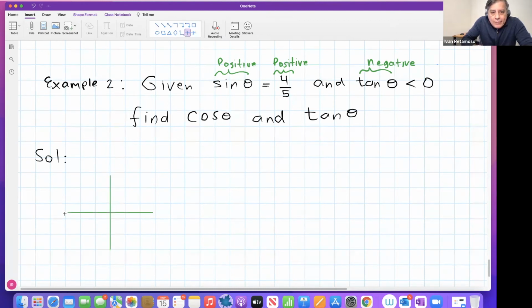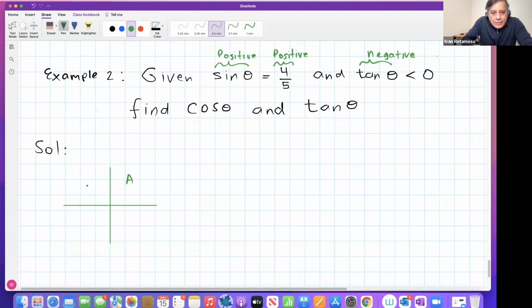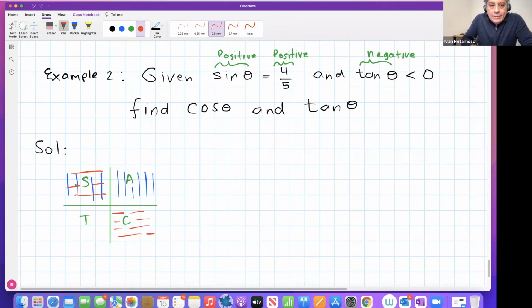Let's see. Well, if we follow "All Students Take Calculus," on the first quadrant, all angles have positive trigonometric functions. So sine is positive here, but also on the second quadrant. Tangent negative where? On the second quadrant, because only sine and cosecant are positive, but also on the fourth quadrant. But where these two statements are true is clearly the second quadrant.